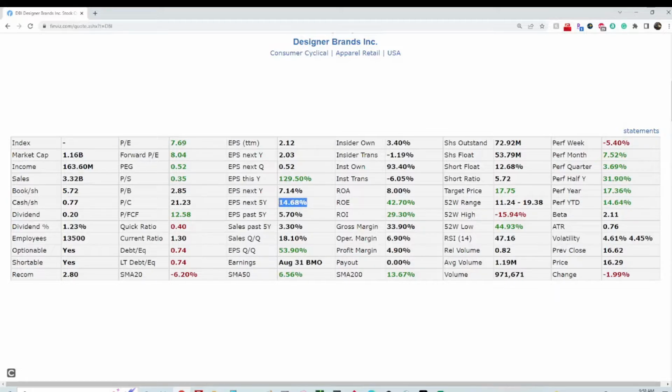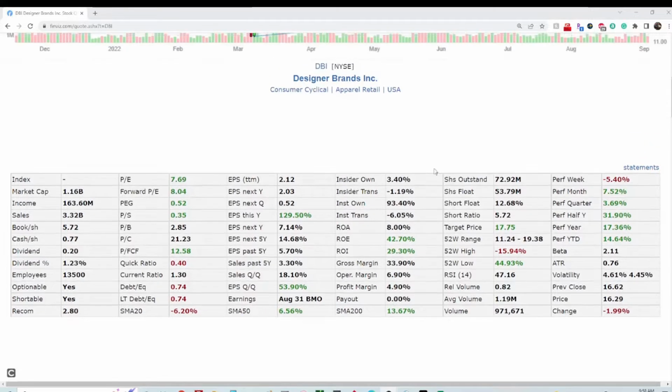And then anything over 5 years, they can't really guide out 5 years, so I tend to ignore that. But the past 5 years is a good indicator because that shows what it's been like every year. So that's good. And then we have sales. Great, cool. Looks like they had earnings recently.